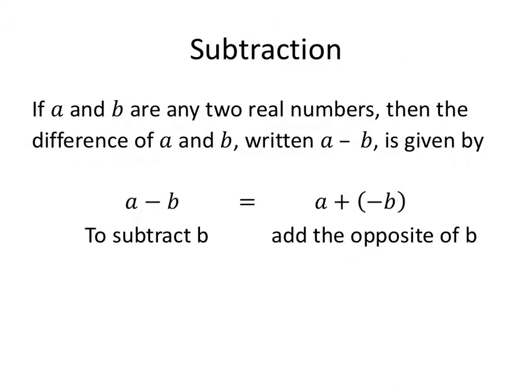Subtraction. If a and b are any two real numbers, then the difference of a and b, written a minus b, is given by adding the opposite. So if I do 3 minus 4, I could think of that as 3 plus a negative 4.